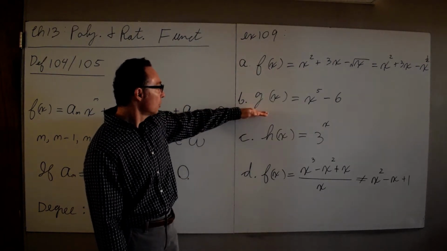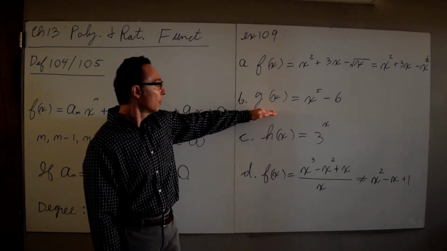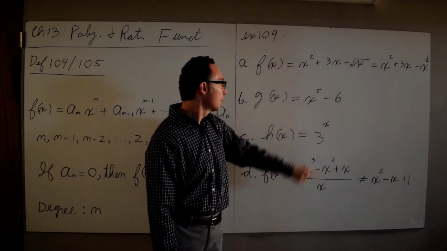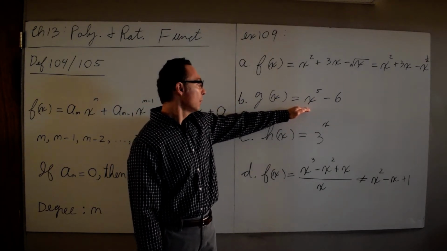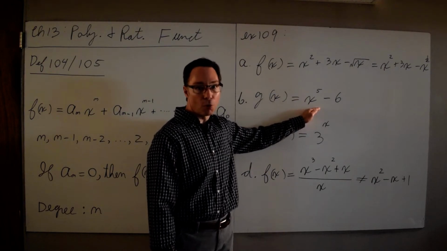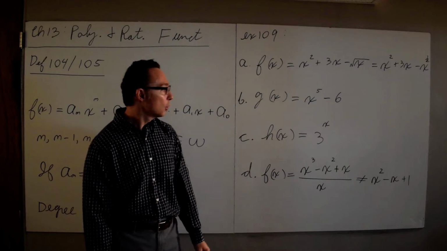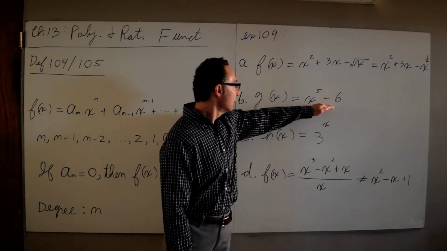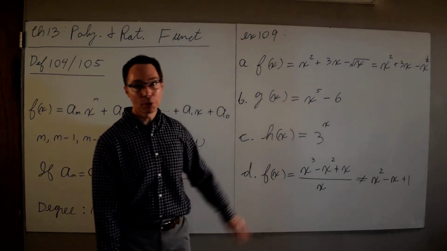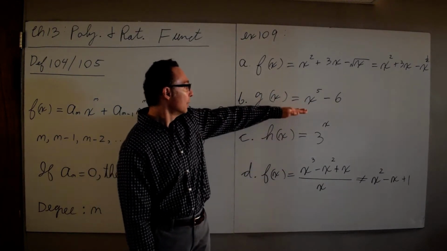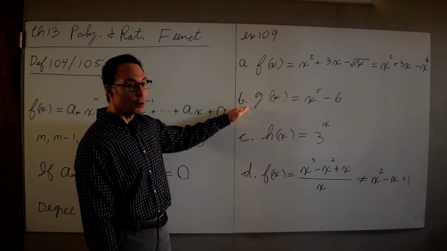Part B, our function g, is a polynomial. It is a 5th degree polynomial. We generally don't write 0 coefficients. We could if we wanted to. We could write x to the 5th plus 0x to the 4th plus 0x cubed plus 0x squared plus 0x minus 6. There's nothing wrong with writing that, except that it takes more time than we want. But as a general rule, we don't. This is a 5th degree polynomial.